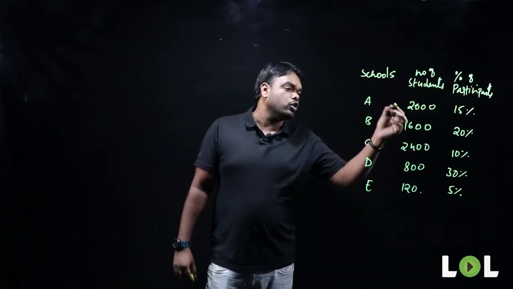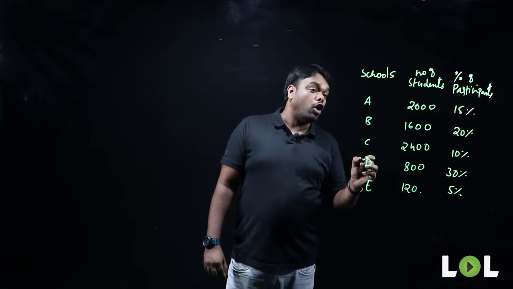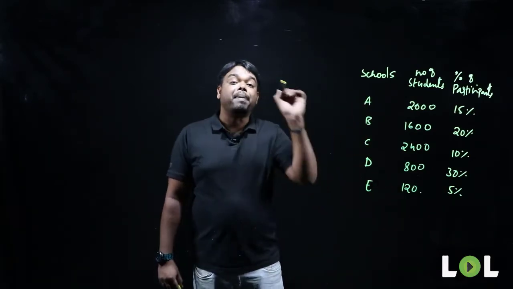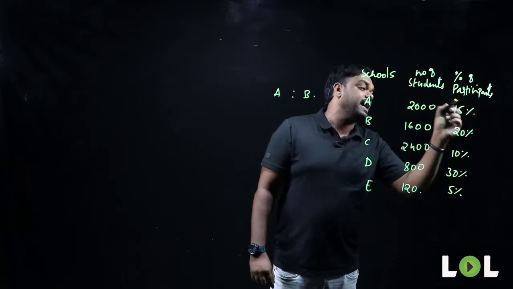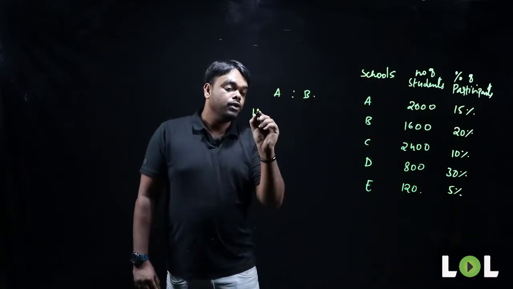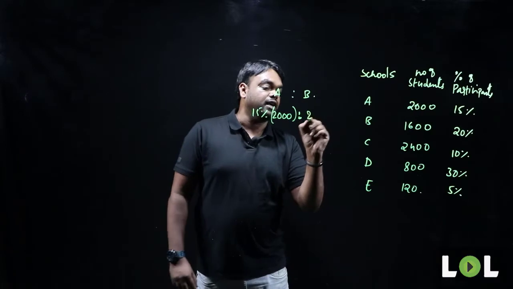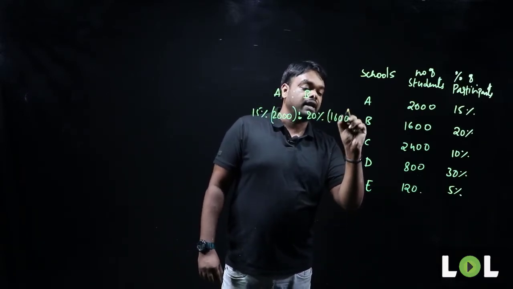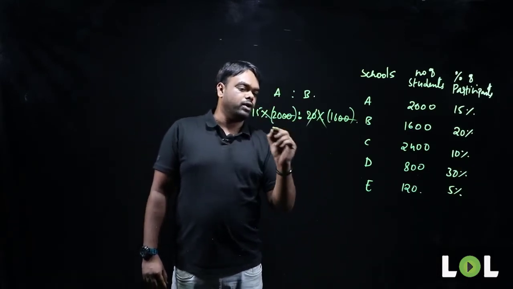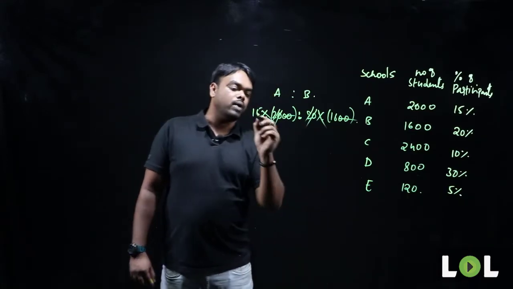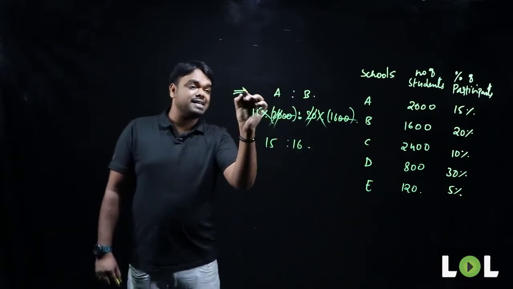Suppose if it was in ratio, it could have been asked something like this. Find the ratio of the students of school A and school B who have participated in the event. So we have to find A is to B. So what to do? In A see how many participants: 15% of 2000. And B has 20% of 1600. We have to find the ratio. So the percentage goes, the 20 and 20 cancel, remove one 0 from this too, the 2 cancels, and 15 is left here, 16 is left here, that's it, the answer is 15:16.